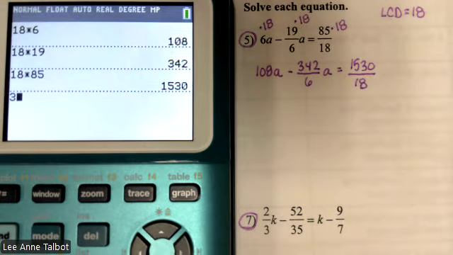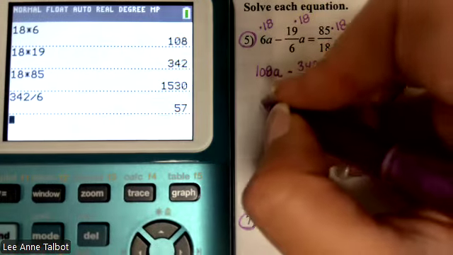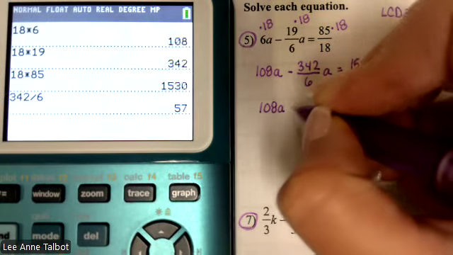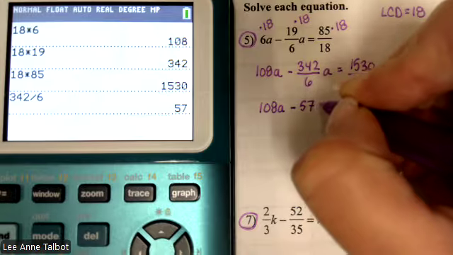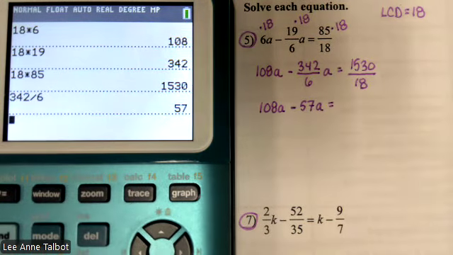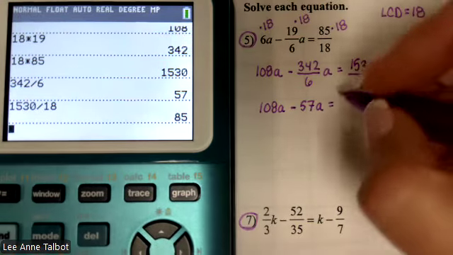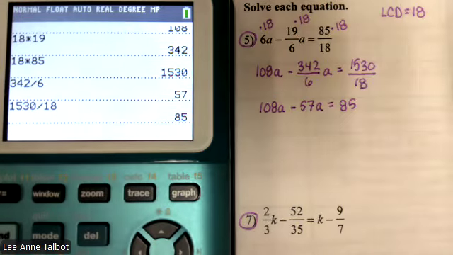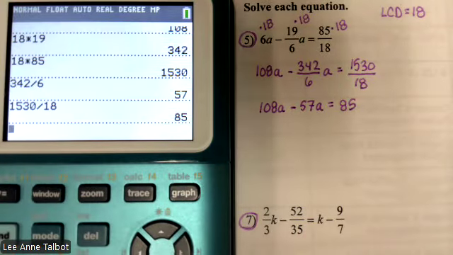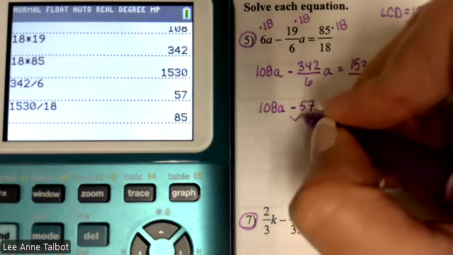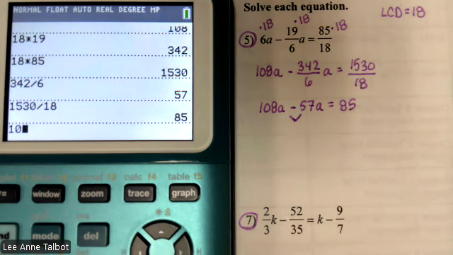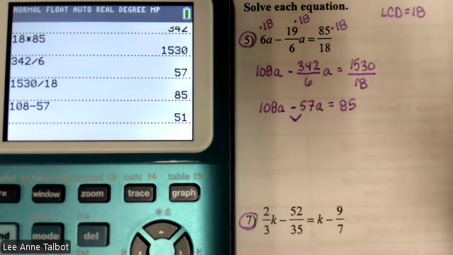Okay, now I'm going to divide, and it's the moment of truth. So if I did it correctly, they should come out whole numbers. Great. Okay, these two are like terms, so I'm going to combine them. 108 minus 57.